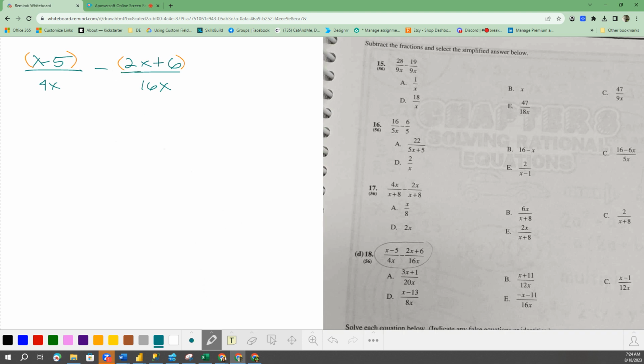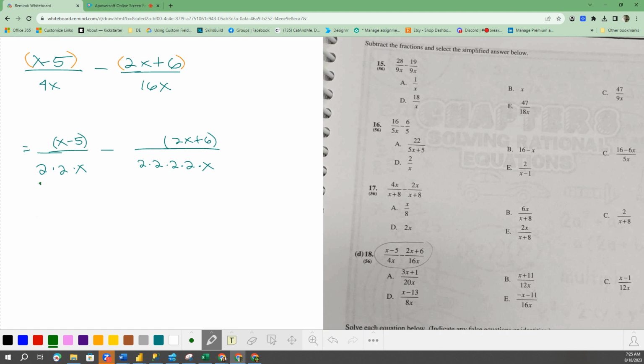Okay, so that's the first thing. Next thing is we need to make sure that they have the same denominators. Well, they're not. So if they are not, then you need to factor the denominators. So 4x is 2 times 2 times x. And then 16x is 2 times 2 times 2 times 2 times x. And then we copy the numerators in parentheses, 2x plus 6. Okay? All right, so now we will look at the common denominators.